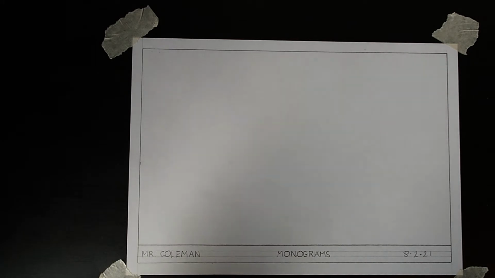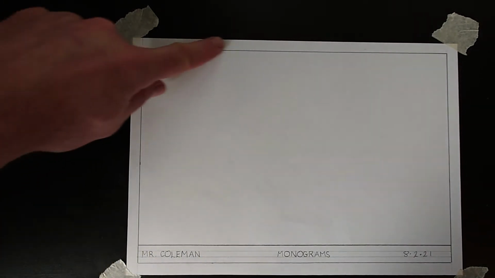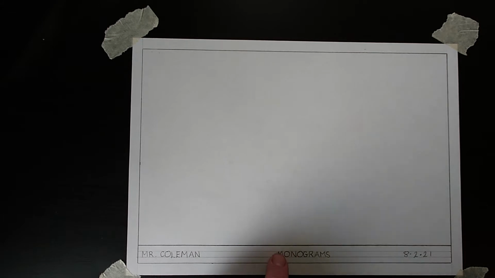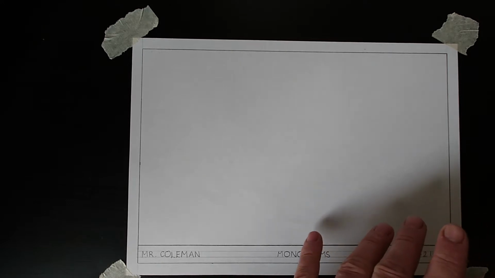Okay, so this video is going to cover the question on monograms. You should have your page set up from a previous online class with your page border, your title box down at the bottom, your name, monograms as the title, and the date. Don't worry about the date, by the way. Whatever date you've written on it is fine. It doesn't have to be today's one.